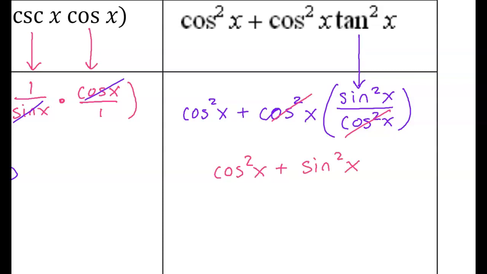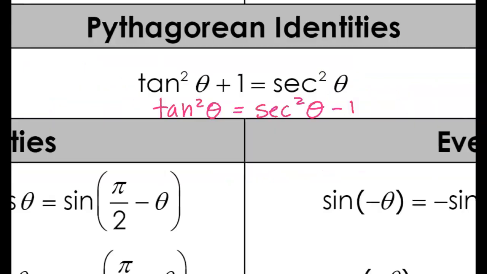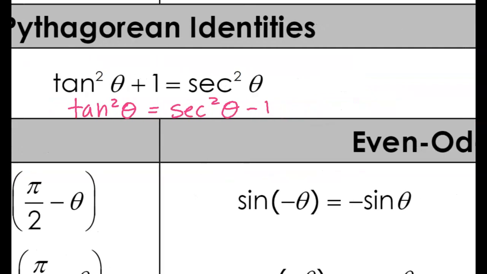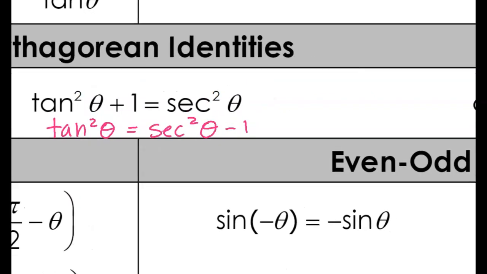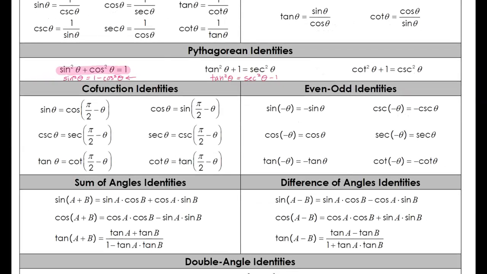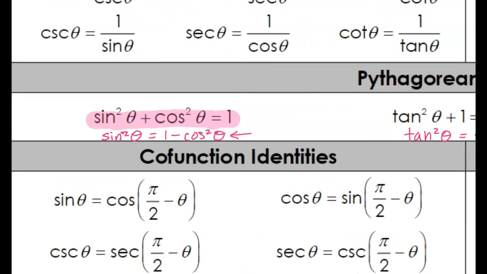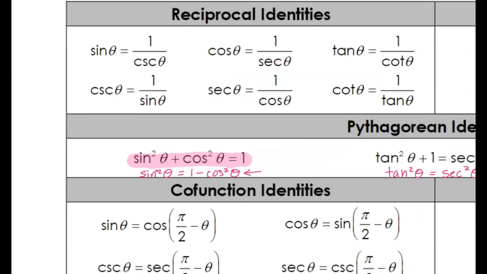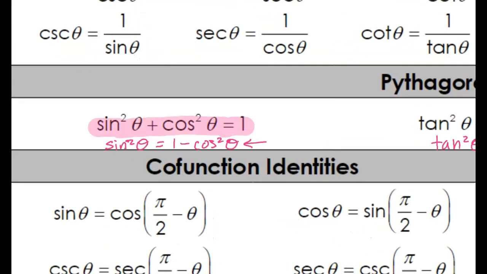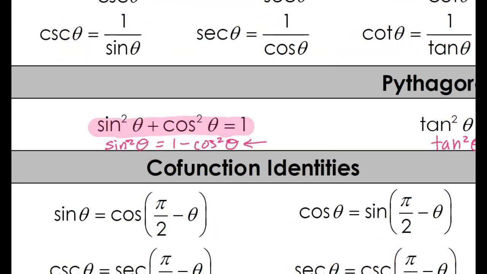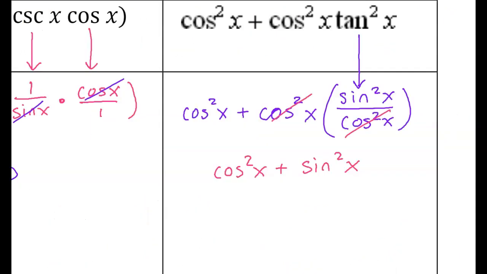And I think we already dealt with this identity, but I'm looking on my reference sheet for sine squared of theta plus cosine squared of theta. Oh yes, it's another Pythagorean identity. Sine squared of theta plus cosine squared of theta is equal to 1. So this entire thing is actually just equal to 1.